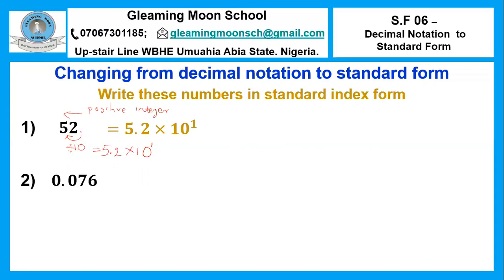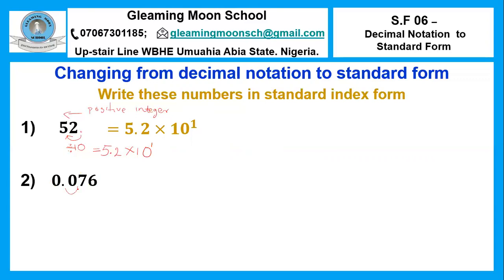Now for number 2, we have 0.076. Now 0.076 is less than 1. Remember, the format of standard form is that A has to be between 1 and 10. But this number is less than 1, so we need to make it to be between 1 and 10. And for us to do that, we have a decimal point here already. We are going to move this decimal point to the right.